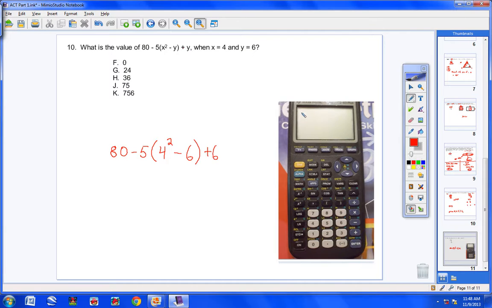So on your screen here it should look just like this. It should be 80, then 5, parentheses, 4 squared minus 6. Close your parentheses, plus 6, okay? And then hit enter. And if you hit enter, up pops the answer, 36. There it is, 36. Now, remember, I don't want to be long-winded. I'm only doing 10 problems at a time.